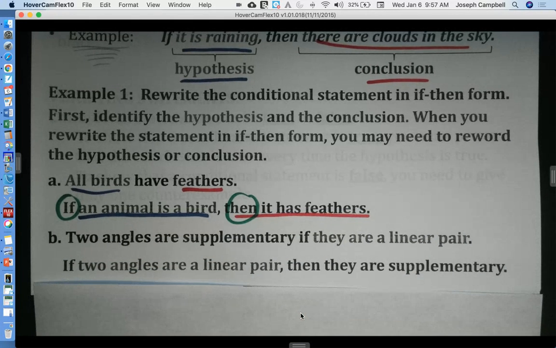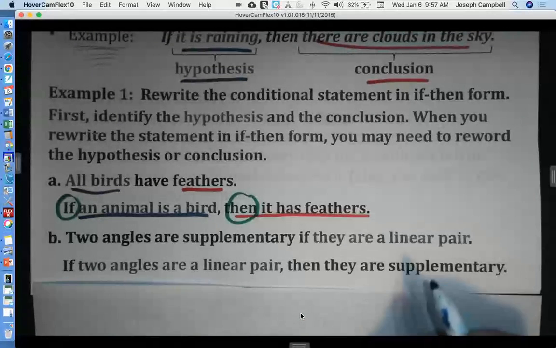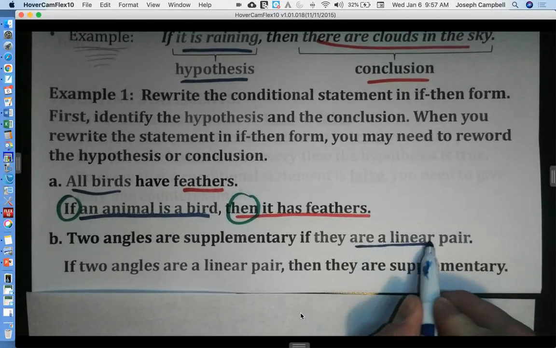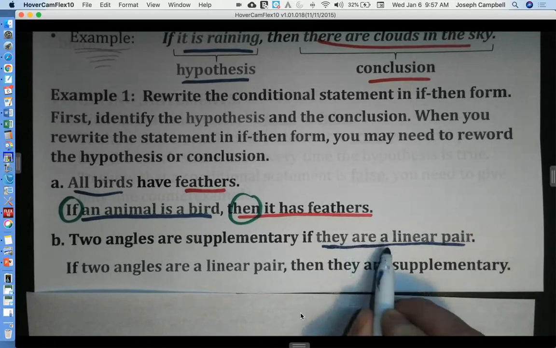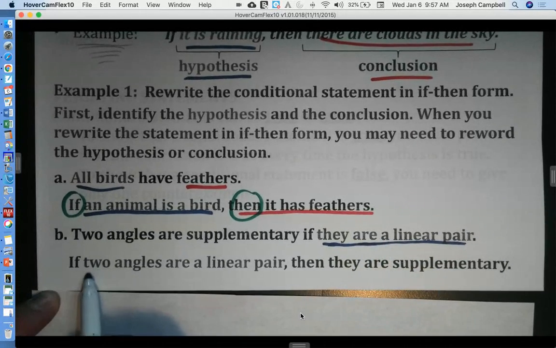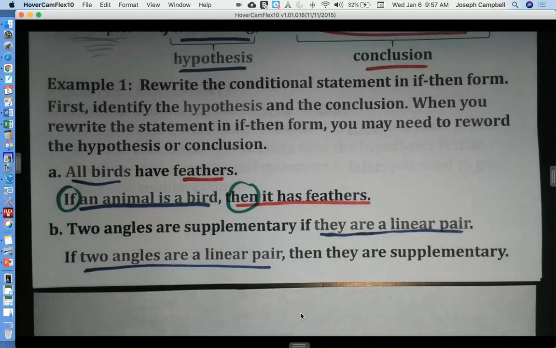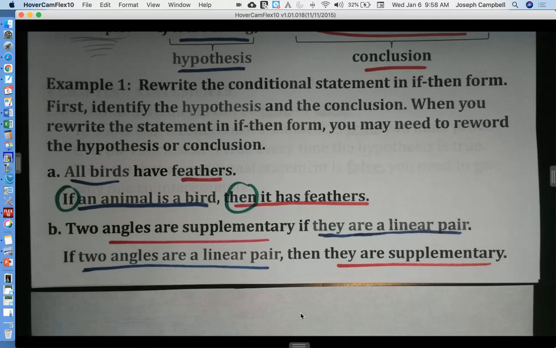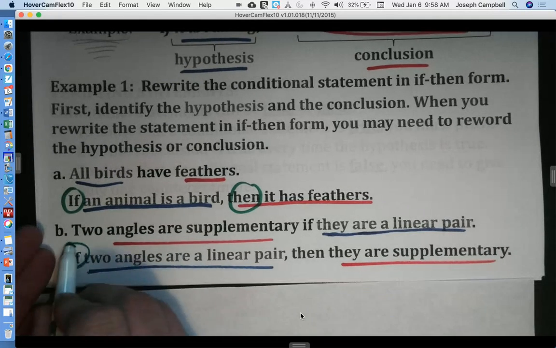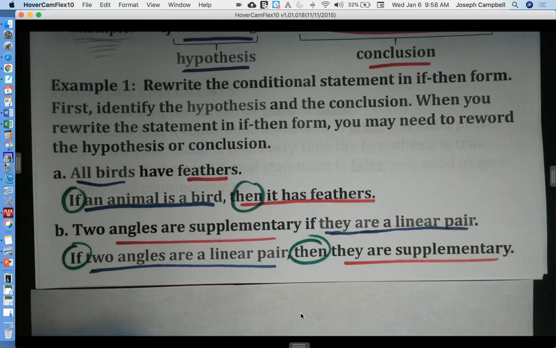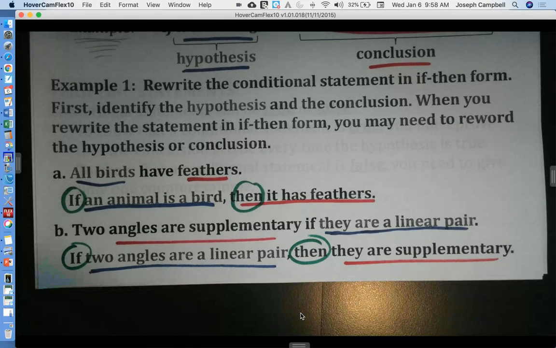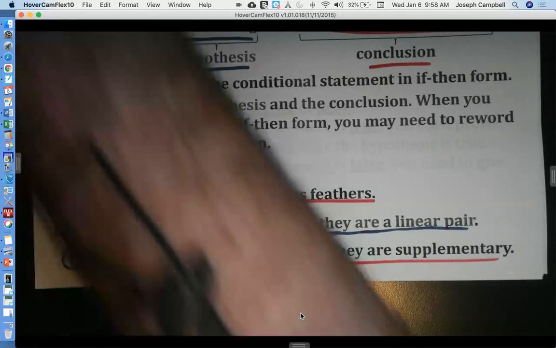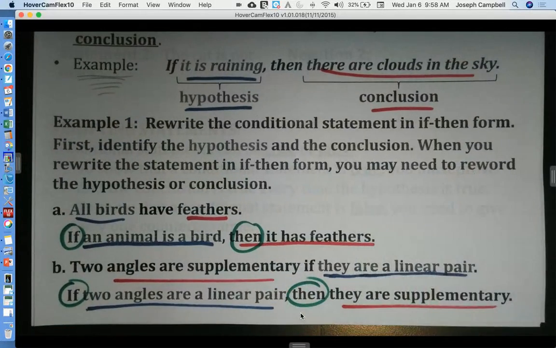Okay? So the condition here is they are a linear pair, right? That becomes my hypothesis. My conclusion is that they're supplementary. And again, I have that skeleton, that background template of if and then. If this feels weird and different to you, that's because it is. You haven't really thought about this stuff before.